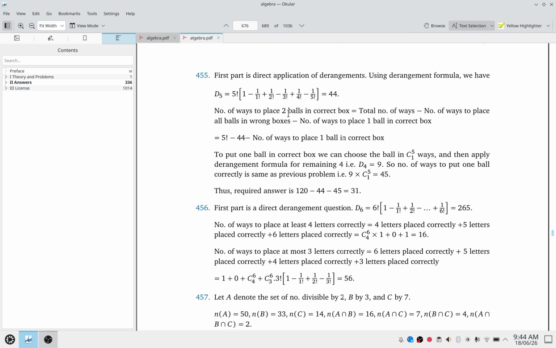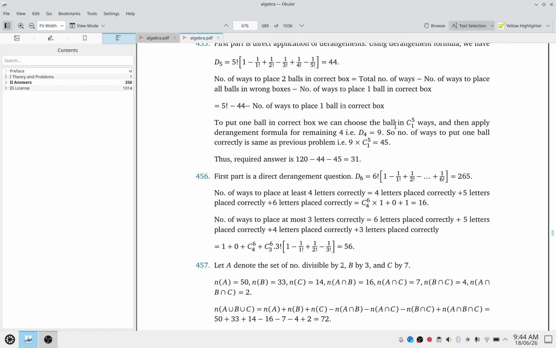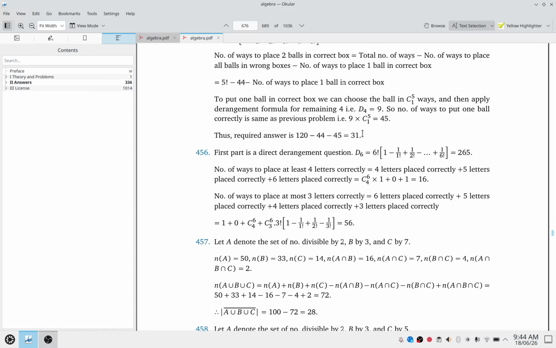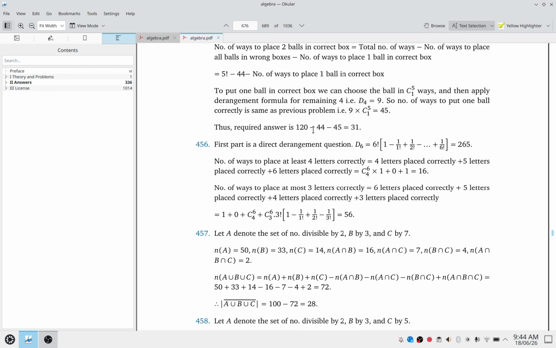Now we have got at least 2 balls in correct boxes, that is total number of ways minus number of ways to place all balls in wrong boxes minus number of ways to place one ball in the correct box. So we have 5 factorial minus 44 minus number of ways to place one ball in correct box. So we have 5C1 ways to place one ball in correct box, and then rest 4 will be wrong. So derangements is 9. And total number of arrangements in this case will be 45. So the required answer is 120 minus 44 minus 45, that is 31.